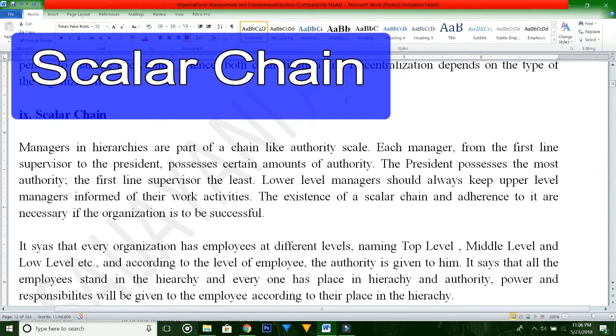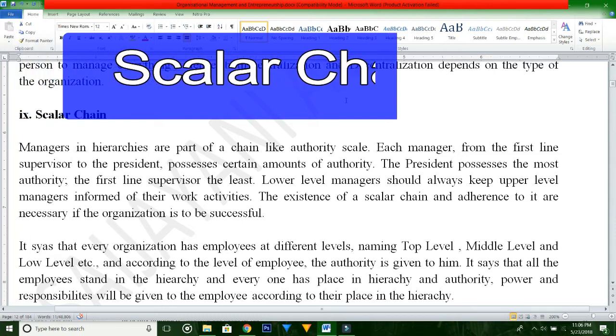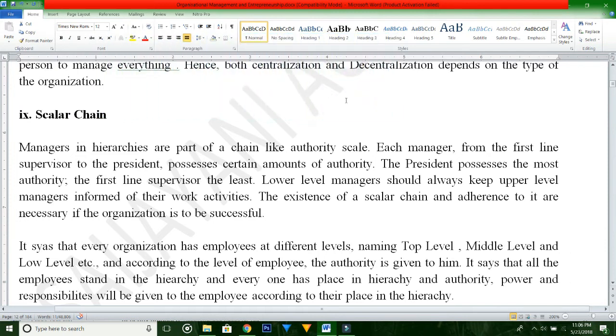Scalar chain. Managers in the hierarchy are part of the chain, like an authority scale. Each manager, from the first line supervisor to the president, possesses a certain amount of authority. The president possesses the most authority, the first line supervisor the least. Lower level managers should always keep upper level managers informed of their work activity. The existence of the scalar chain and adherence to it are necessary if the organization is to be successful.